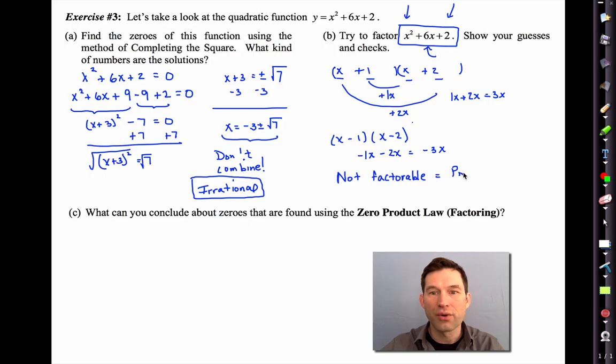Just like prime numbers. Whoops. I don't know what happened to my capital R there.